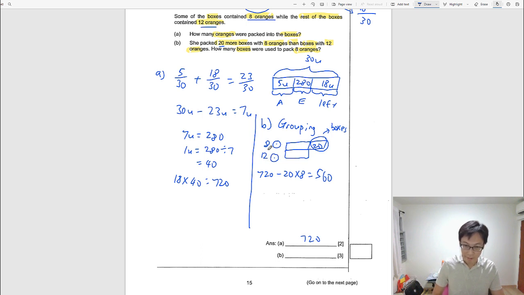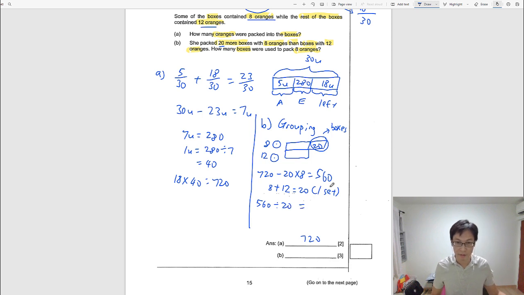Alright, and now because they are equal in number, we can group them together. Correct? We can group up the 8 and 12 together into one set. So 8 plus 12, you get 20. This is considered one set. Alright, and then you take 560 divided by 20 to find how many sets we have. Do you understand? So 560 divided by 20, you should get 28.